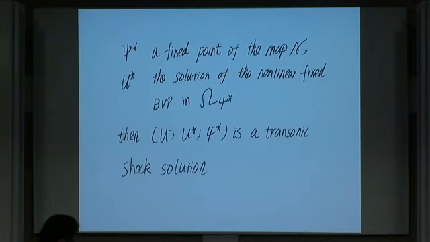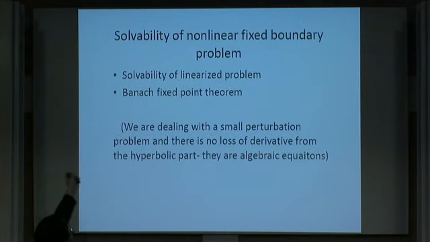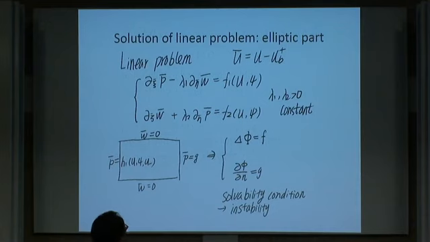So now the main part is to solve the nonlinear fixed boundary problem. This is easier because we have a small perturbation problem, and the elliptic part is algebraic equations. There are no loss of derivatives, so it is quite standard. Then we linearize this problem, and use nonlinear iteration to get a solution of this nonlinear fixed boundary problem. So we just skip to the linear problem. Here is the elliptic part.